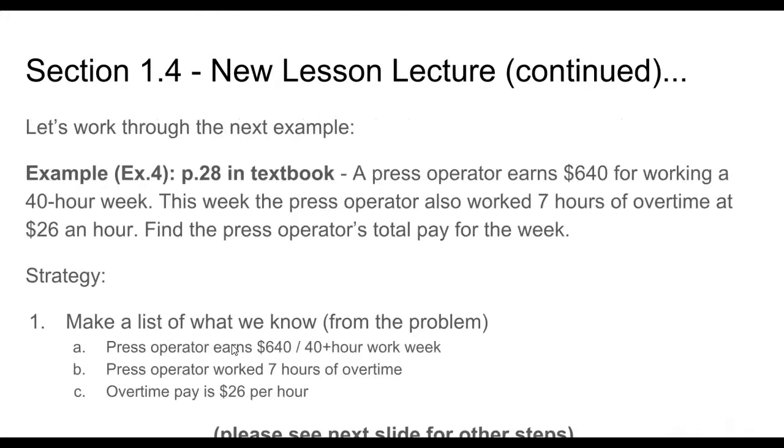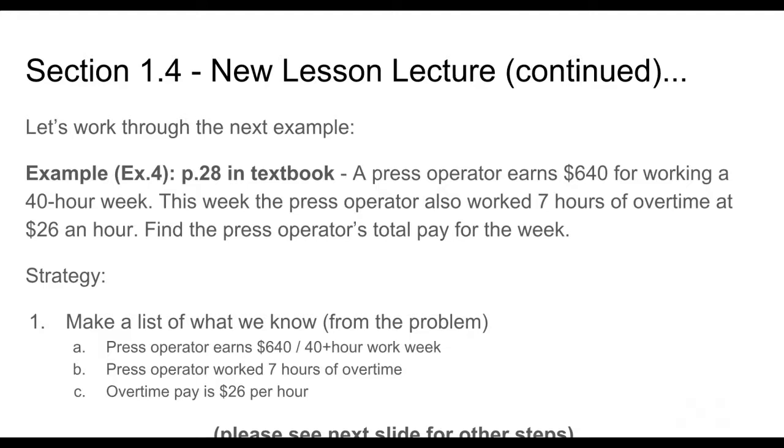Okay, so let's continue. The next example would be the following. A press operator earns $640 for working a 40-hour week. This week, the press operator also worked 7 hours of overtime at $26 an hour. Find the press operator's total pay for the week.